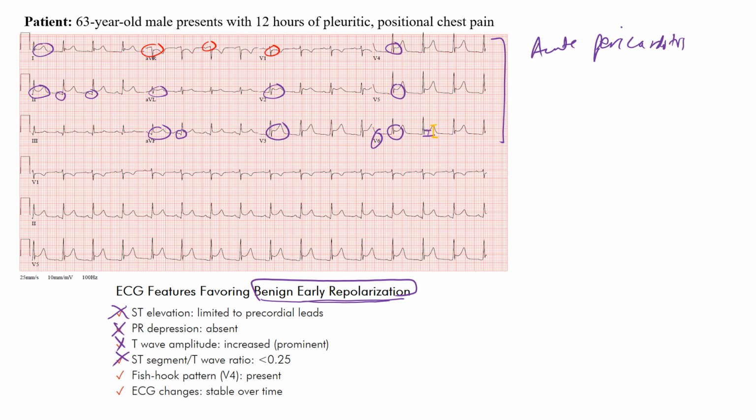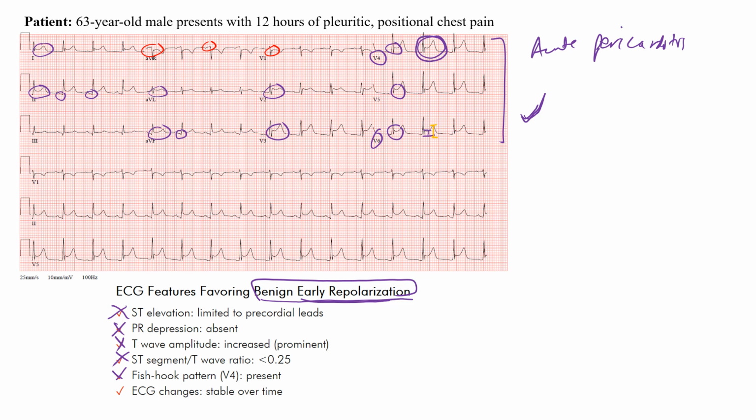Is there a fishhook pattern present in V4? V4, we don't see that fishhook pattern. Look here, you don't see that. Remember, the fishhook pattern had something where it went like this, looked like that fishhook, and you don't see that there. So look back at the other slide and you'll see that more clearly. In early repolarization you'd see it present, but we don't here.